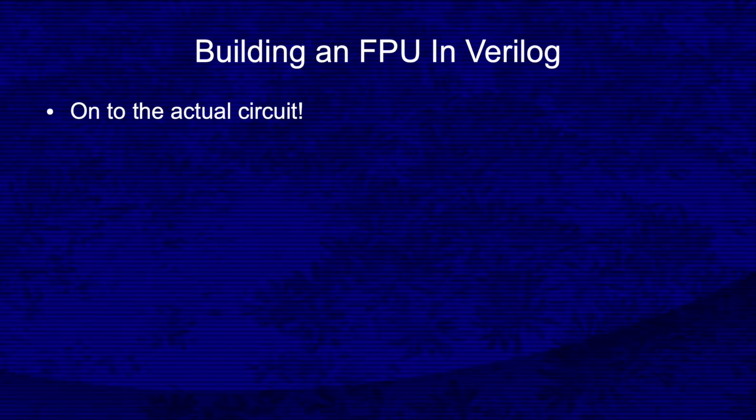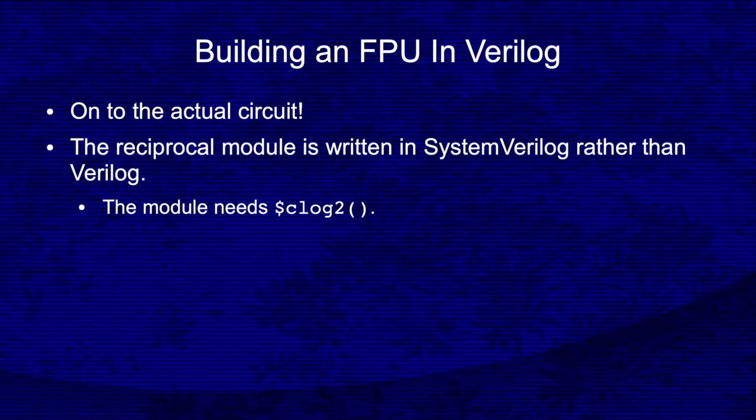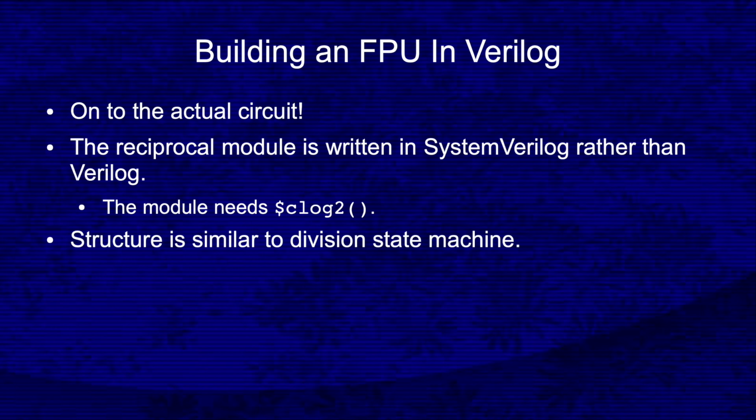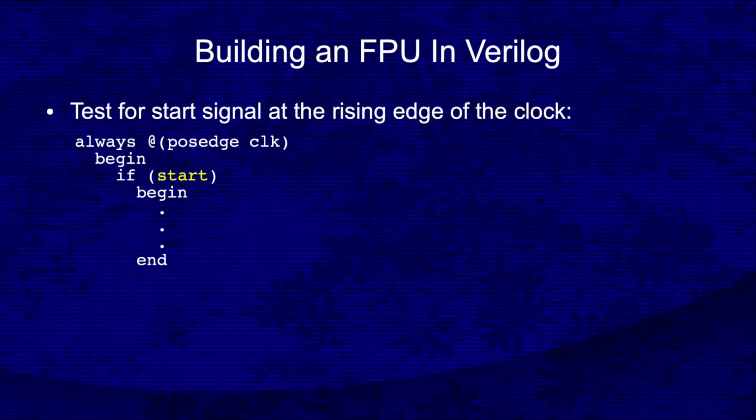Now that I've prototyped the circuit in Python, I'm ready to implement the circuit in SystemVerilog rather than Verilog, for the same reason I use SystemVerilog for the FP class module. SystemVerilog has the $clog2 function. The structure of the state machine is similar to the division state machine presented in part 2 of the division videos. On the positive edge of each clock signal, the module looks to see if the start signal is asserted.